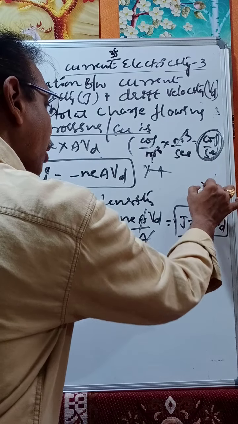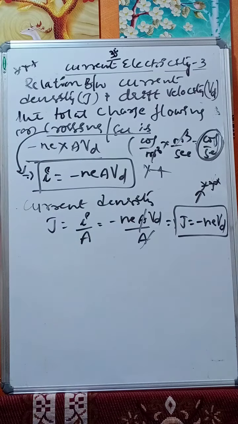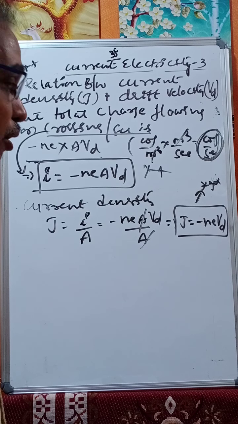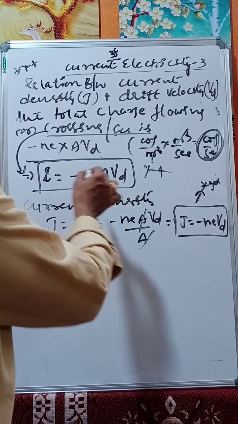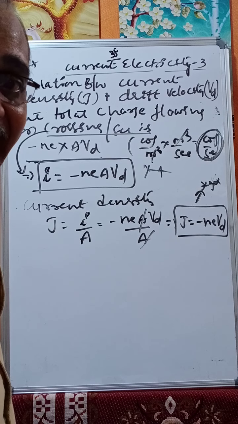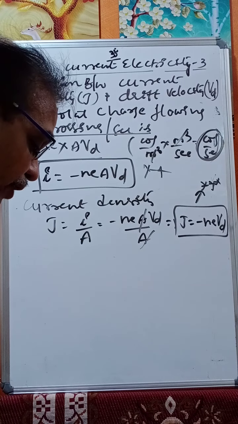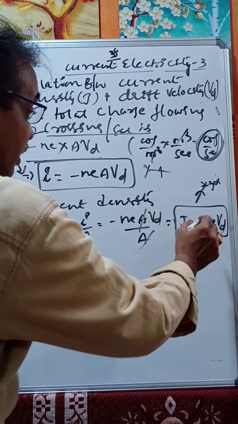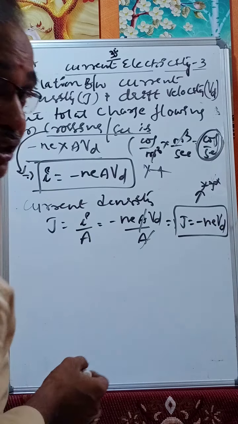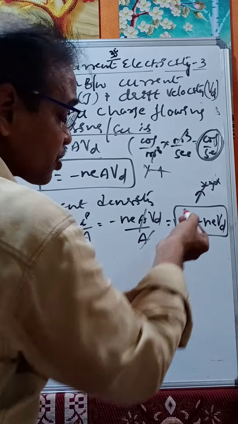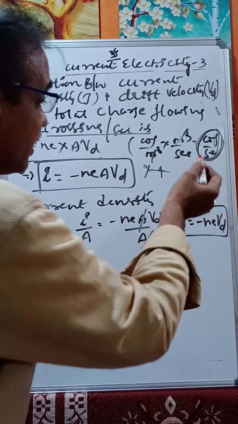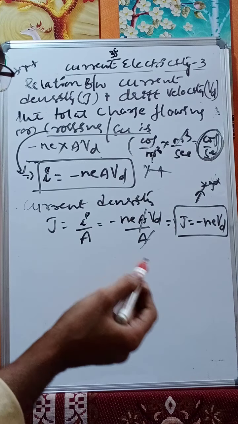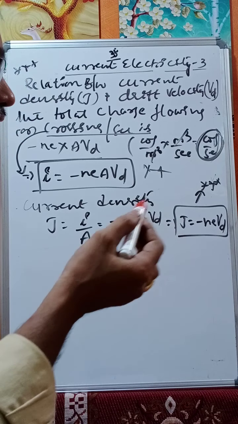This is a very popular and very important equation. J is equal to minus NeVd, or I is equal to minus NeAVd, is a very, very important equation. Here, if it is an electron, take negative charge. If it is a proton, take it as positive. For a positive particle, it is NeVd. For a negative particle, it is minus NeVd.